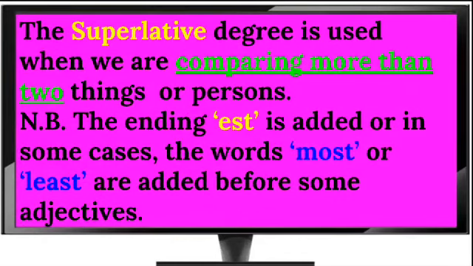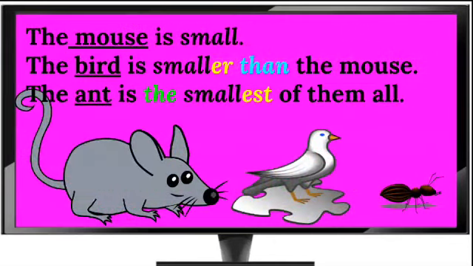Now the superlative degree is used when we are comparing more than two things or persons. The ending est is added, or in some cases the words most or least are added before some adjectives. So let's go to our examples. So here we have, going back to our mouse and our bird, now we have another animal. So now we're comparing more than two animals, we're comparing three. So our last sentence, the ant is the smallest of them all.